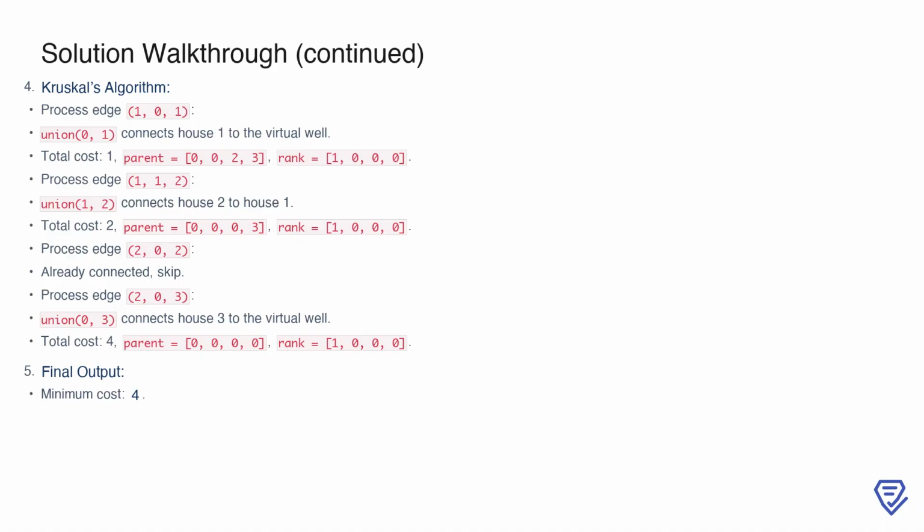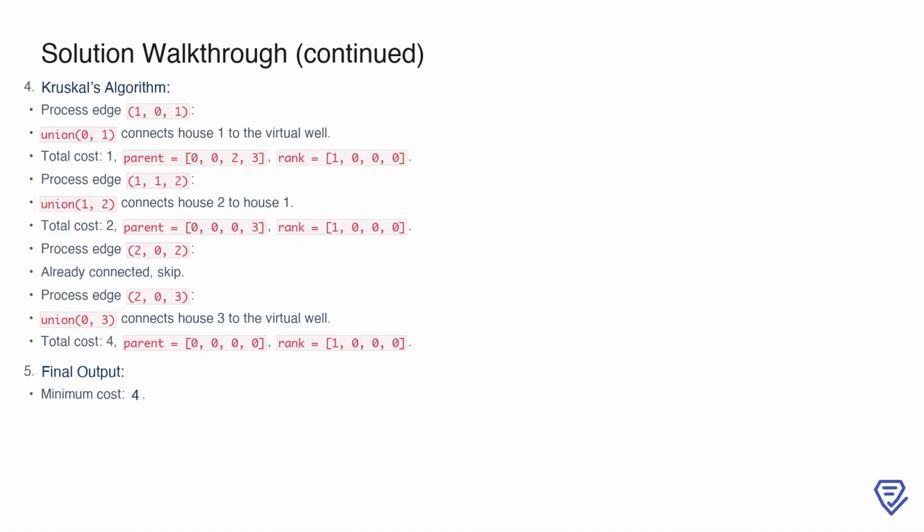Starting with the smallest edge, 1, 0, 1, we use the union-find approach to connect house 1 to the virtual well. This updates the total cost to 1, and the union-find structure now has parent equals 0, 0, 2, 3, and rank equals 1, 0, 0, 0. Next, we process the edge, 1, 1, 2, connecting house 2 to house 1. The total cost increases to 2, and the updated structure becomes parent equals 0, 0, 0, 3.